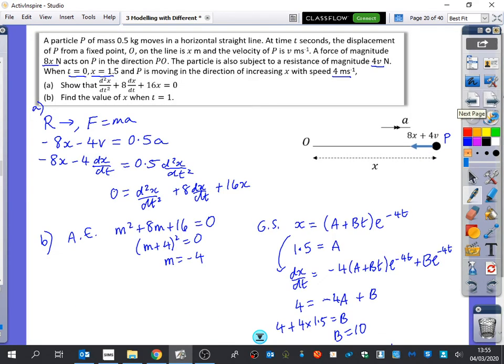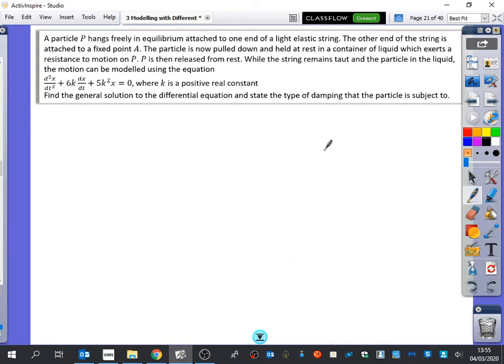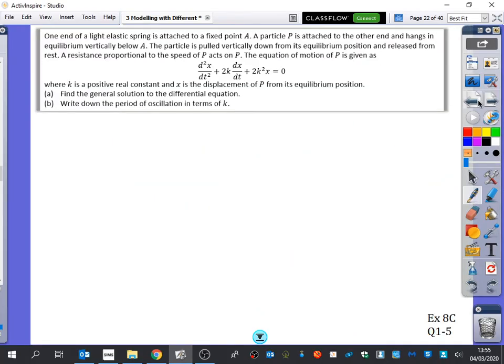Right, what am I doing? Next page. Next question. 2 more examples. 2 more examples. Bloody hell.